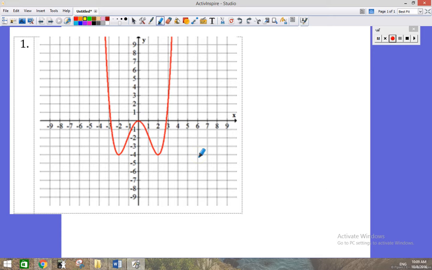So here is a minimum point. Here is a minimum point. The coordinates of that point is 2, -4. But as far as the location is concerned, in my answer for interval notation, I'm interested in the x-coordinate.